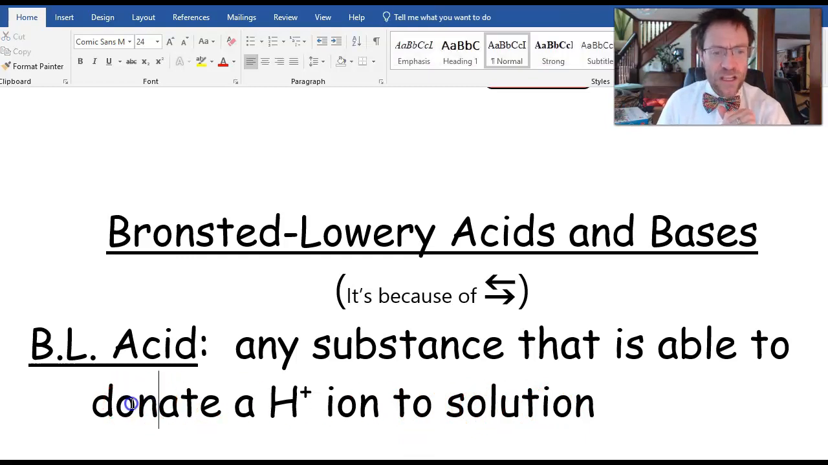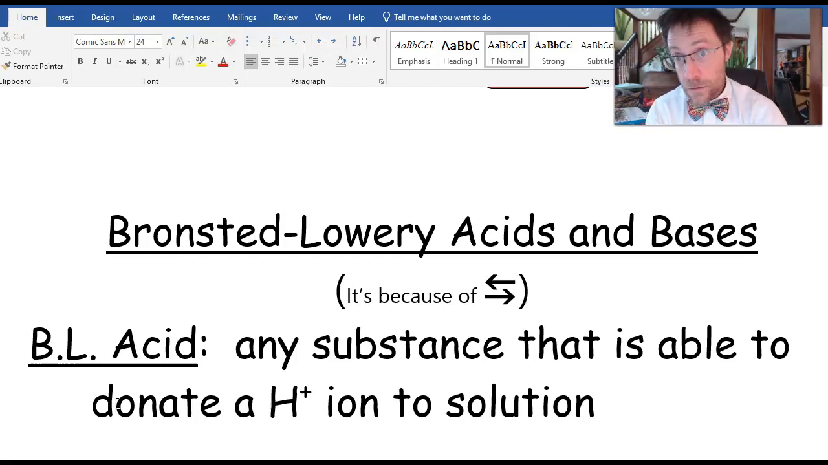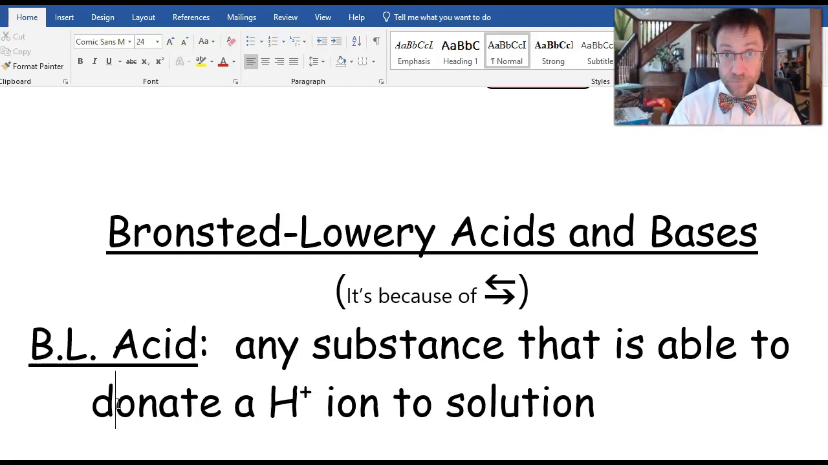Now look, donate. Don't get stuck on this word. The word donate means to give, or to give off a hydrogen, to produce a hydrogen, to add more hydrogens. What are some other words? To lose a hydrogen, to share. Oh yeah, to share, that's another one. Share a hydrogen, lose a hydrogen, add hydrogens to solution. There's a million different ways to say this, but basically, it loses one hydrogen into solution, and then we call it an acid. You got it? So if an acid loses a hydrogen, guess what a base does?